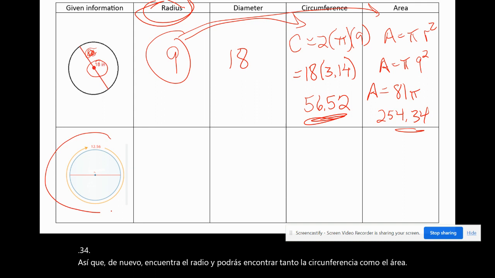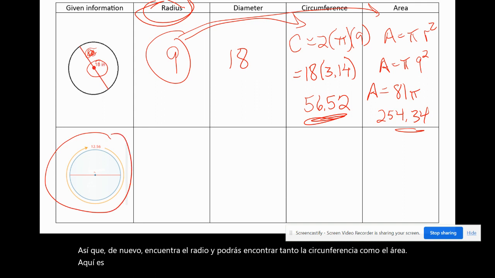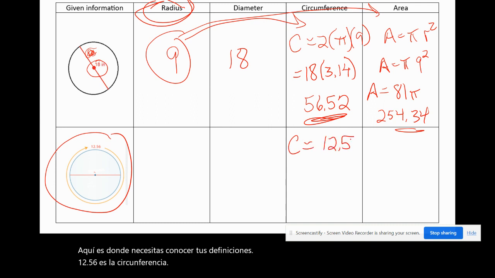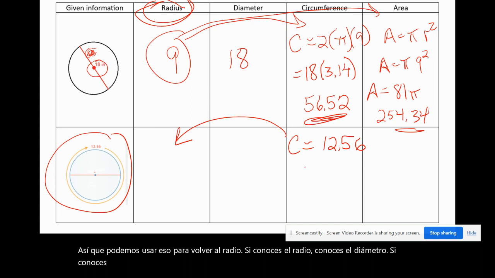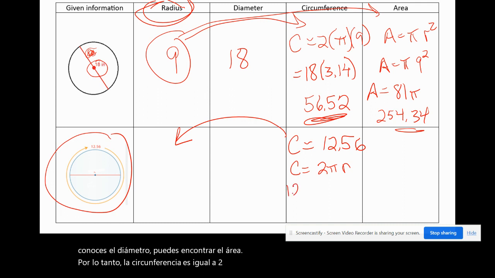This is where you need to know your definitions. 12.56 is the circumference. So we can use that to get back to the radius. If you know the radius, you know the diameter. If you know the diameter, you can find the area. So circumference equals 2 times pi times the radius. So we just plug in, always write down the formula, plug in what you know.